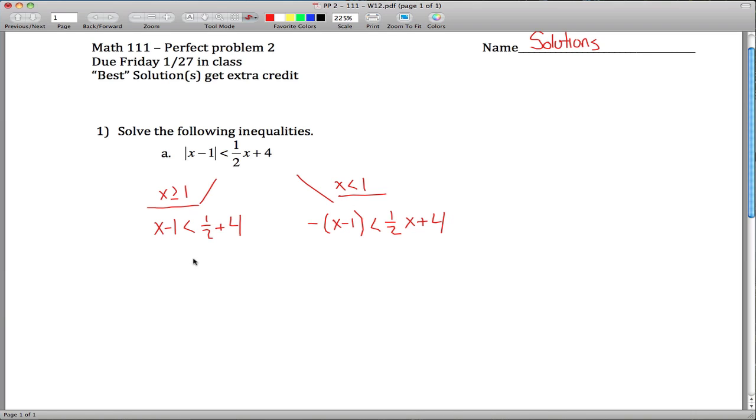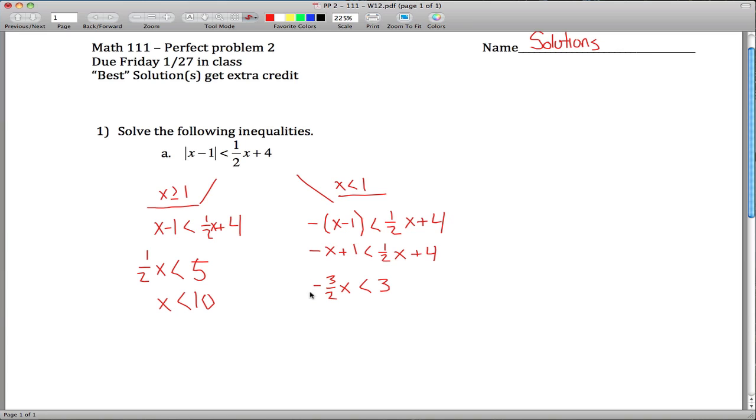So now we can solve these inequalities. Whoops, 1/2 x. Subtract half x from both sides, and you get 1/2 x. Add 1 to both sides, and you get 5. So you end up with x is less than 10. Over here, distribute the negative. And subtract half of x from both sides. And subtract 1 from both sides.